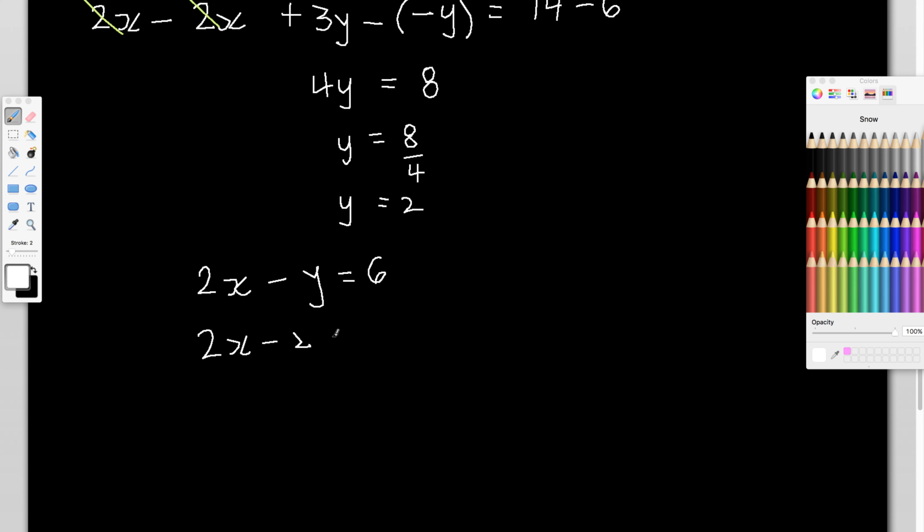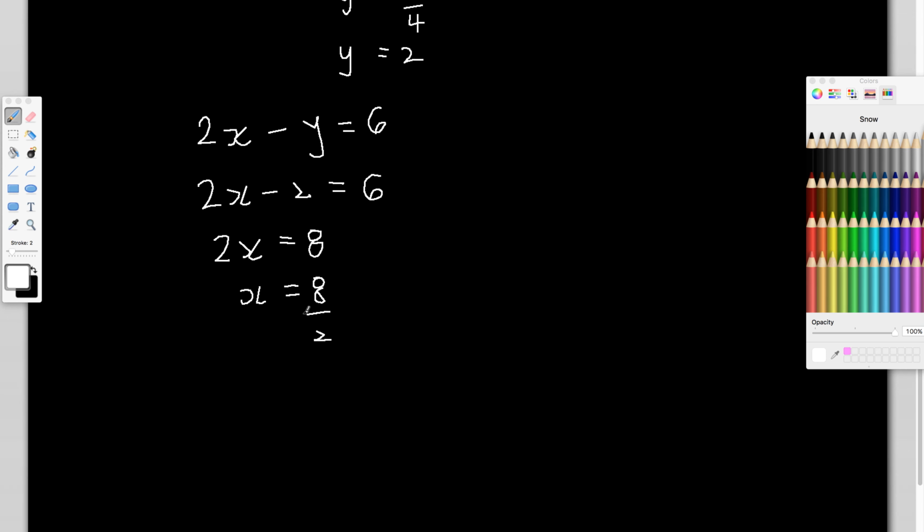2x minus 2 equals 6. Add 2 to both sides, 2x is equal to 8. So x is 8 on 2, which is 4. Okay, so my coordinate, therefore, my x value was 4, my y value was 2. So my answer is 4, 2.